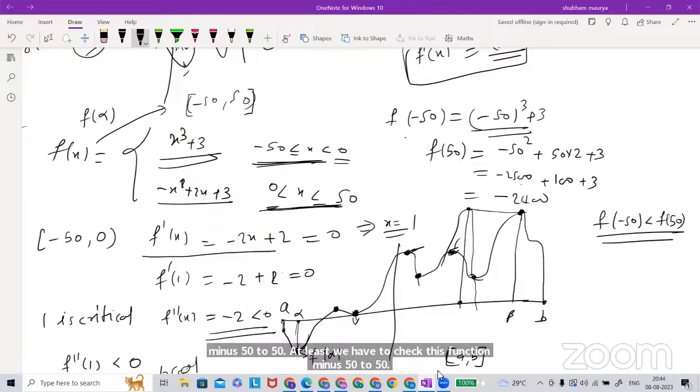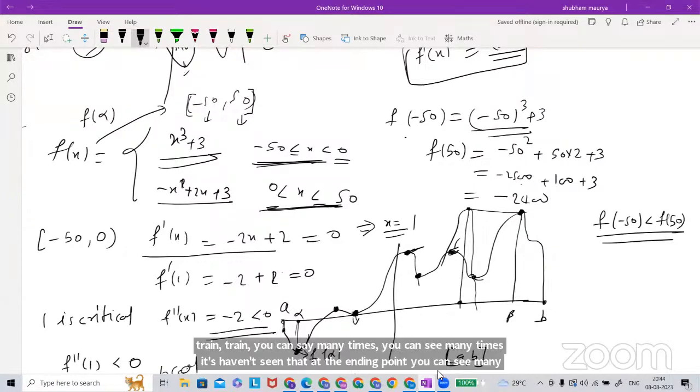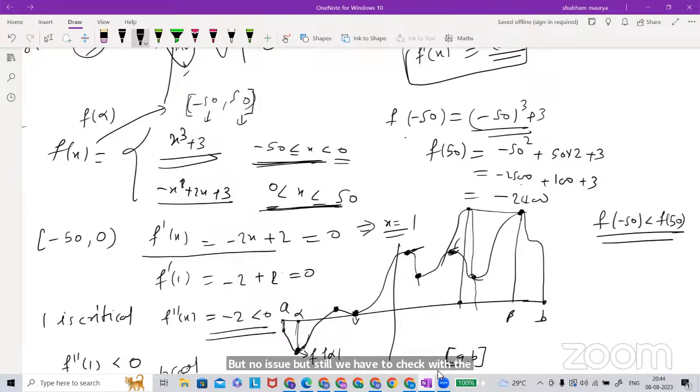There is one rule: at the ending point, there is a possibility that the function contains the global maxima and minima, but we may not be sure. Generally, there is a trend. Many times it has been seen that at the ending point the global minima or maxima happens. But still we have to check mathematically whether that is going to be the global minima or not.